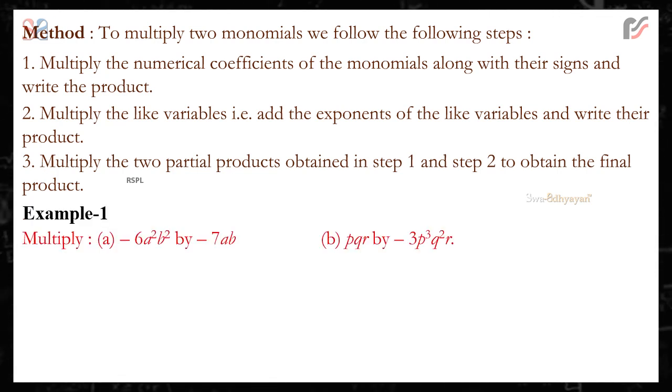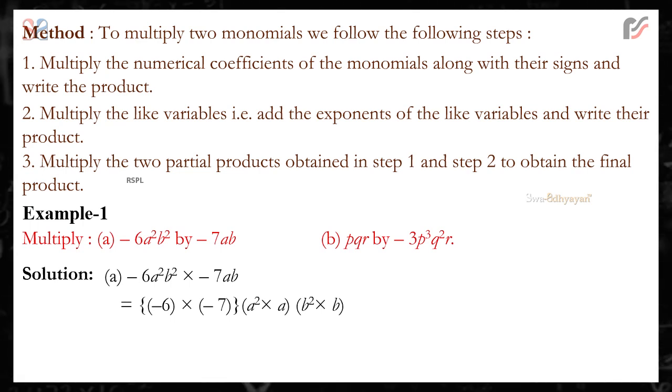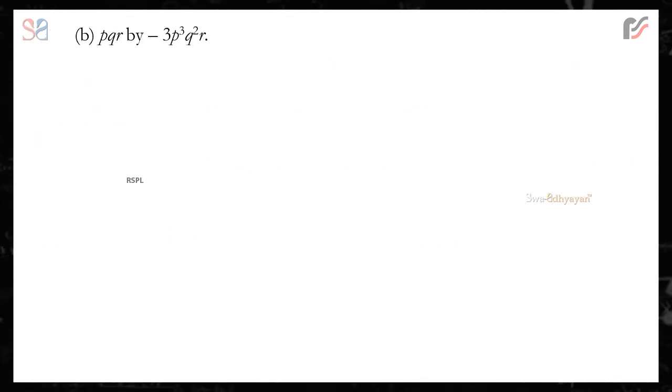Example 1. Multiply (a) minus 6a²b² by minus 7ab, (b) pqr by minus 3p³q²r. Solution: (a) Minus 6a²b² into minus 7ab is equal to (minus 6) multiplied by (minus 7), (a² into a), (b² into b), which is equal to 42 multiplied by a to the power 2 plus 1, b to the power 2 plus 1, which is equal to 42a³b³.